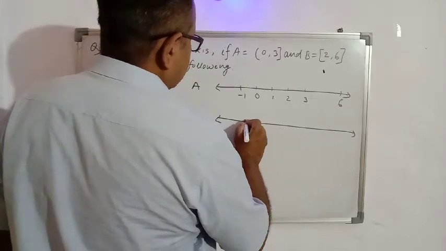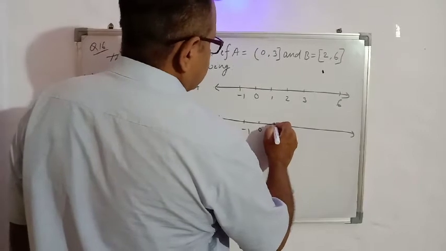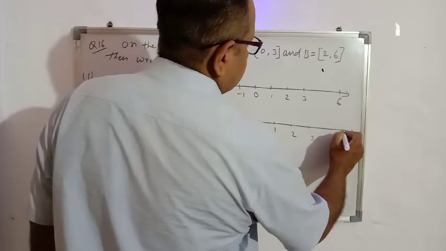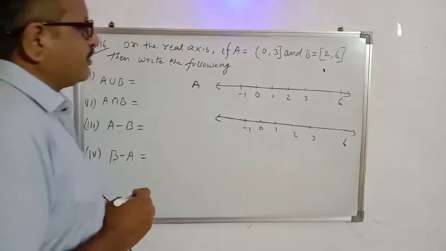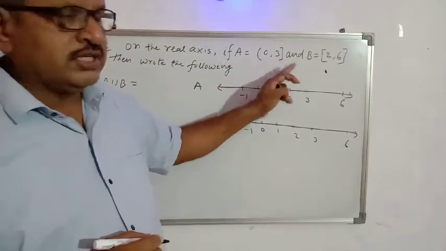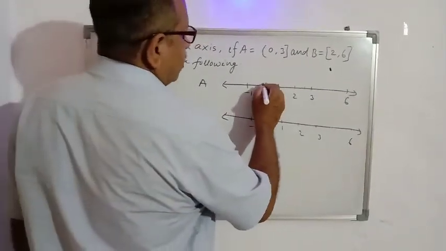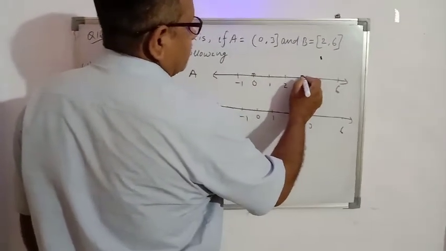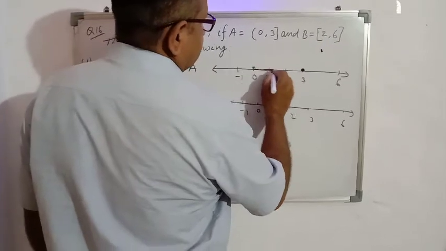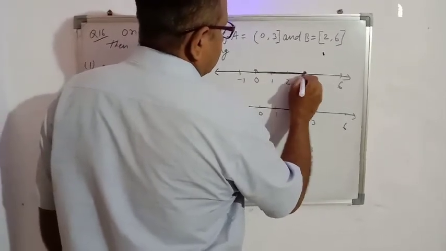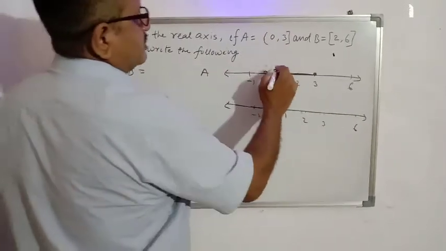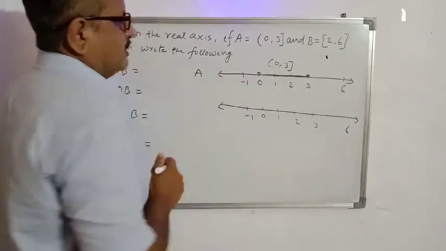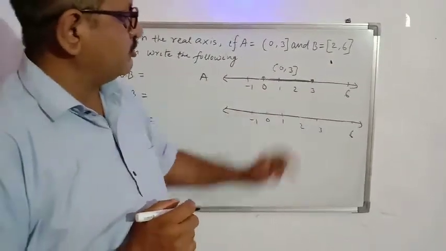0, minus 1, 1, 2, 3, and 6. Set A is the open-closed interval (0, 3]. It means 0 is not included, so make a blank circle here, and 3 is included, so here a dark circle. So this portion represents the open-closed interval 0 to 3. 0 is not included, 3 is included.